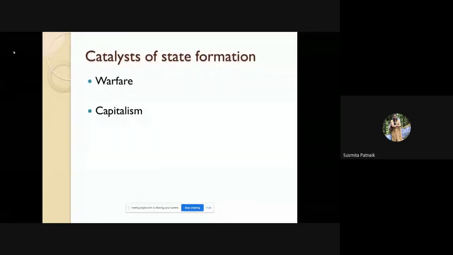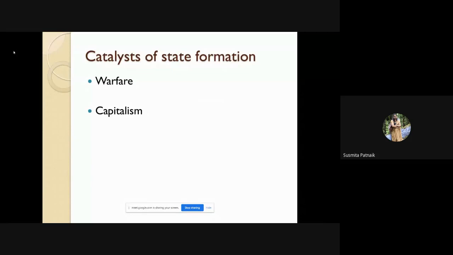So the next slide is called the catalyst of state formation. Catalyst means what? What is the main reason, the main theme, by which the state was formed?